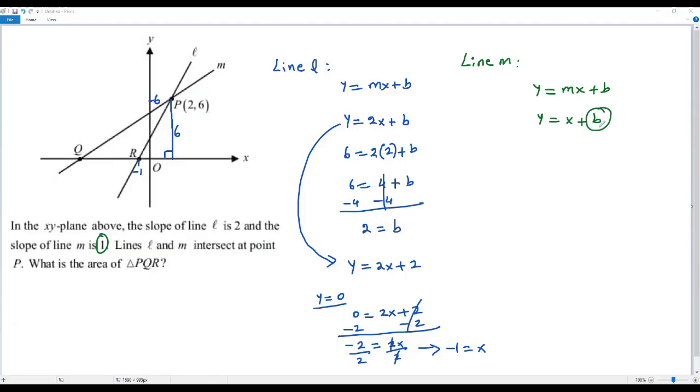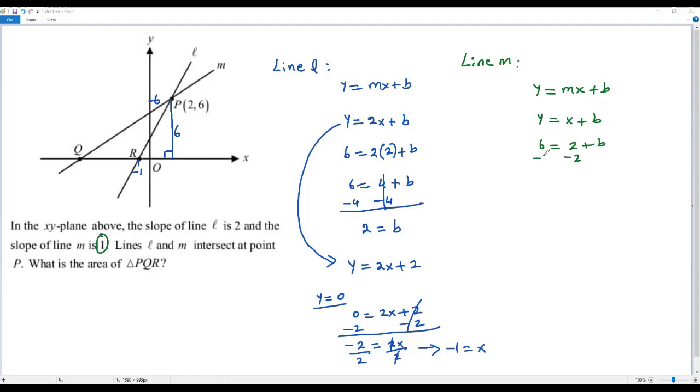Now to get the value of this constant b, we have to plug in one of the points on the line M into this equation. Already we know that this (2, 6) is a point of intersection we have on both the lines. So we can plug in this point into this equation. Let's plug in the x coordinate 2 for x and y coordinate 6 for y. Then we get 6 equals 2 plus b.